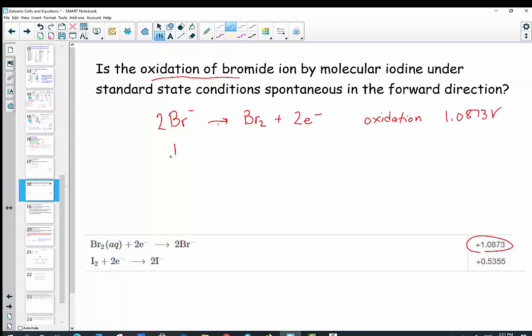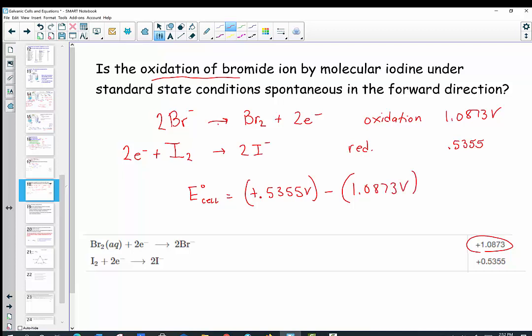This is the oxidation half reaction, and it's positive 1.0873 volts. When iodine forms two I negatives, it gains 2 electrons to do so. Therefore, this is the reduction, and it is 0.5355. So Ecell is what's happening at reduction first. That's the cathode, minus 1.0873 volts for the anode. There. And what would that come out to be? 0.5355 minus 1.0873, and you get negative 0.5518 volts. So no, this is not spontaneous in the forward direction.